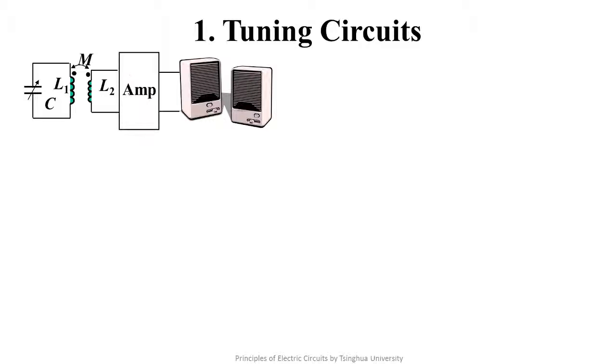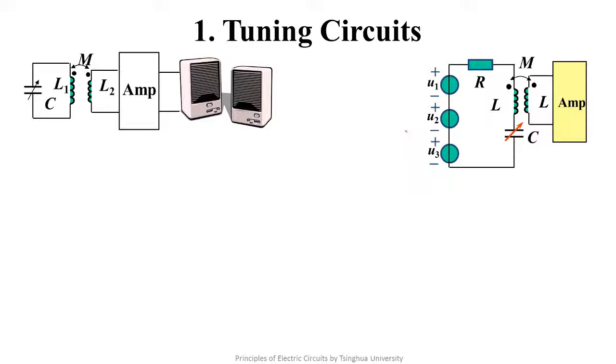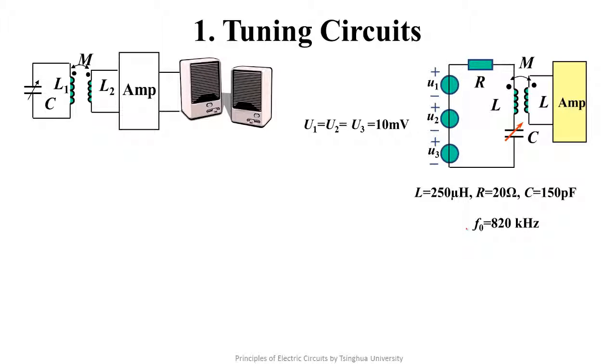After being coupled to the next stage, the signal is transmitted through the amplifier, the detector, and other processing circuits, and finally broadcast by the loudspeaker. But in fact, many signal voltages may be received by the receiver. For example, 3 radio station signals are detected, and their amplitudes are all 10 millivolts. In this circuit, the inductance is constant 250 microhenry, the resistance is constant 20 ohms, and the changeable capacitance, the current value is 150 picofarad now. We can get the resonant frequency is 820 kHz.